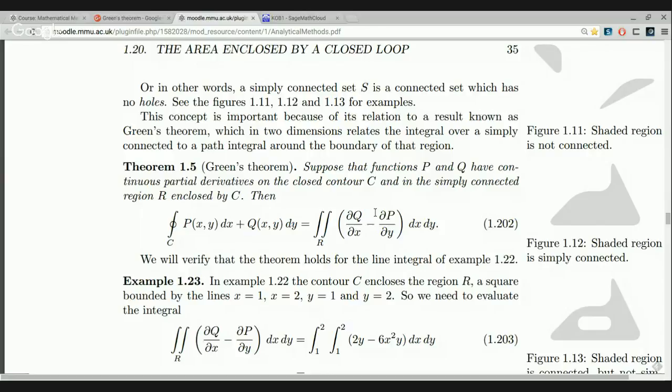Okay, any queries about that or anything I could clarify on that? Okay, so it is possible to directly show the equality of those two integrals in the case of a rectangle. But rectangles are pretty simple. What about the general case?